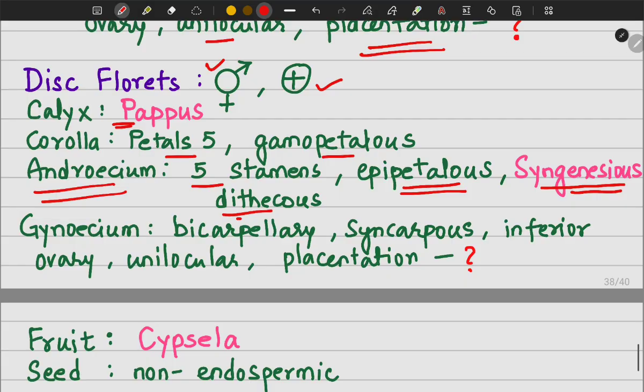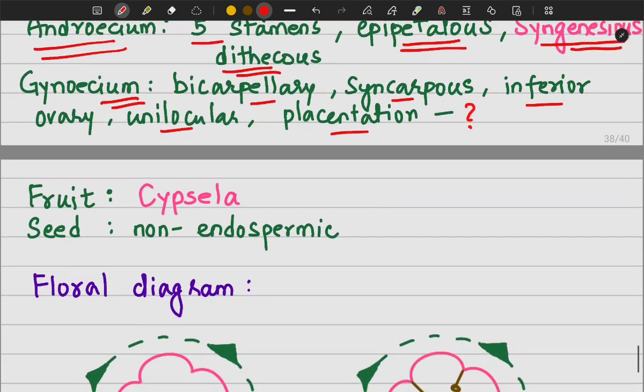The anthers are dithecous. That means the anther will have 2 lobes. In Malvaceae, we studied that the anthers will be monothecous. Here, the anthers are dithecous. Now, the gynoecium is the same as ray florets: bicarpellary, syncarpous, inferior ovary, unilocular, and the placentation you will have to find out. Or if you remember, write down the answer in the comments below.